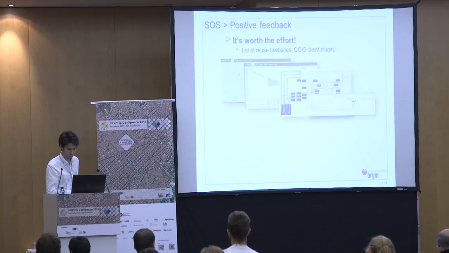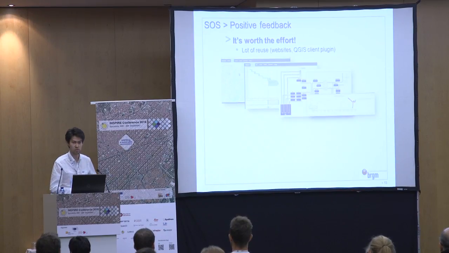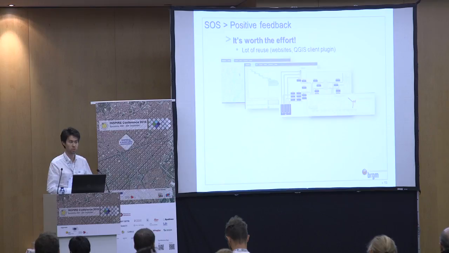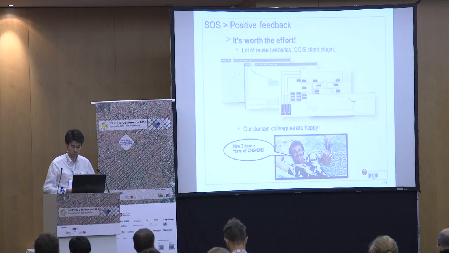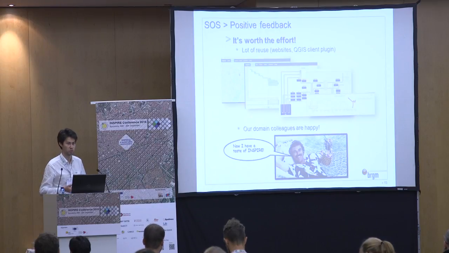Thanks to the 52°North solution, we have a map of our sensors. We also have some representation of the observations. We are actually working on using some models to get predictive data and to complete the observations. So this is a very good point for us. And also, last but not least, our domain colleagues are very happy about this.